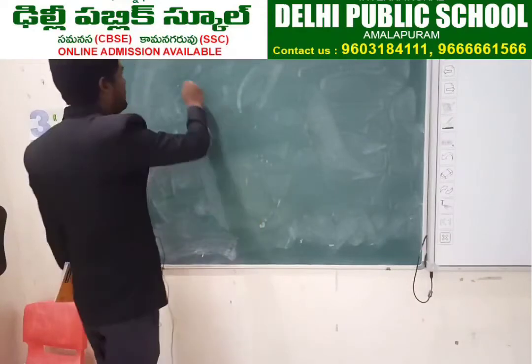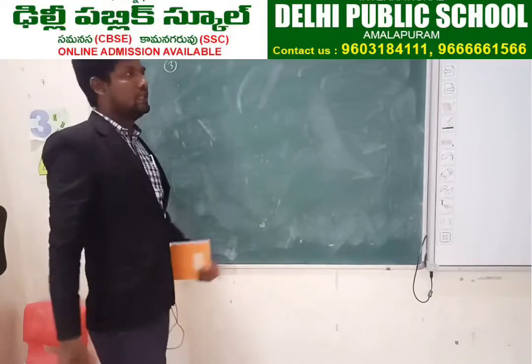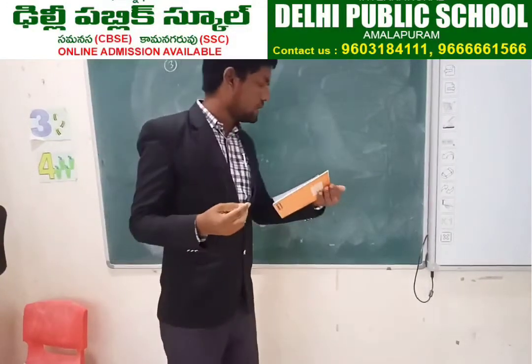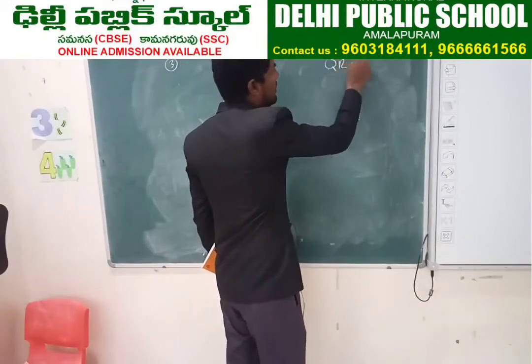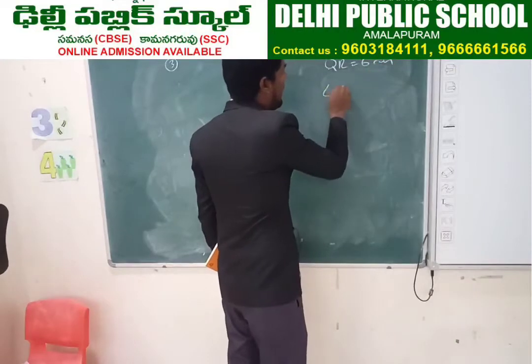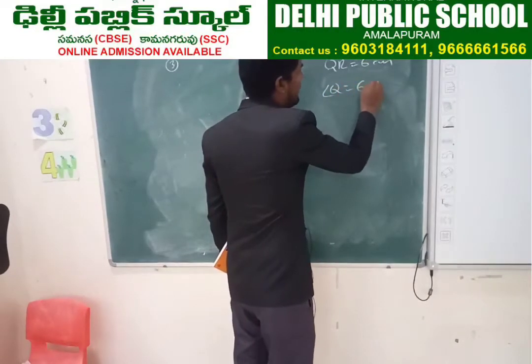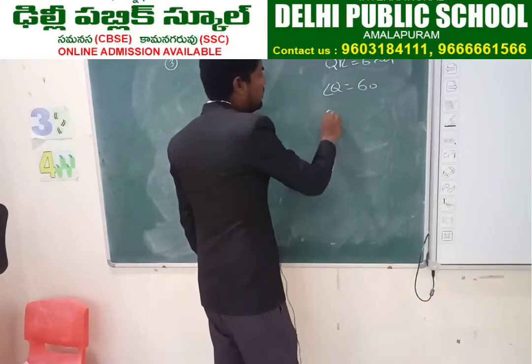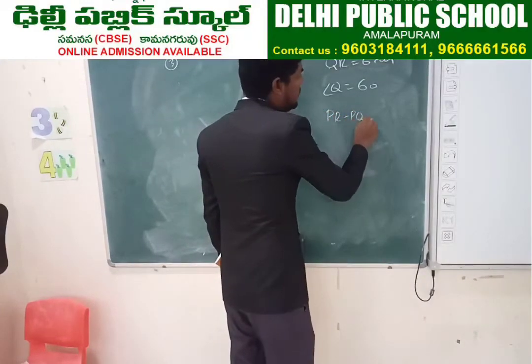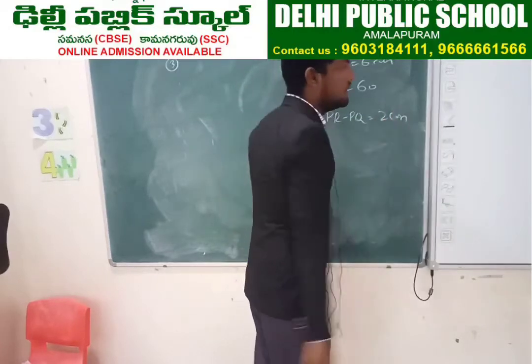So here, first thing, what is the question here? Construct triangle PQR in which QR is equal to 6 centimeters and angle Q is 60 degrees. Then PR minus PQ is equal to 2 centimeters.